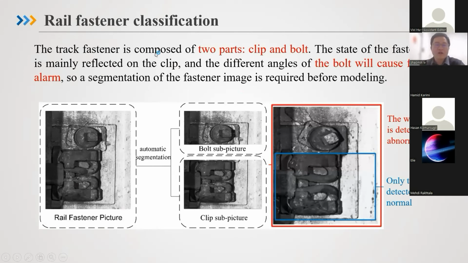So, except for the feature extraction problem, for real fastener detection there is another problem. The track fastener is composed of two parts, clip and bolt. The state of the fastener is mainly reflected in the clip. All the conditions are reflected in the clip. And the different angle of the bolt will cause false alarms. For example, if the whole picture is used it will be detected as abnormal, and if only part of the picture is used, it will be detected as normal. So a segmentation of the fastener image is required before modeling.